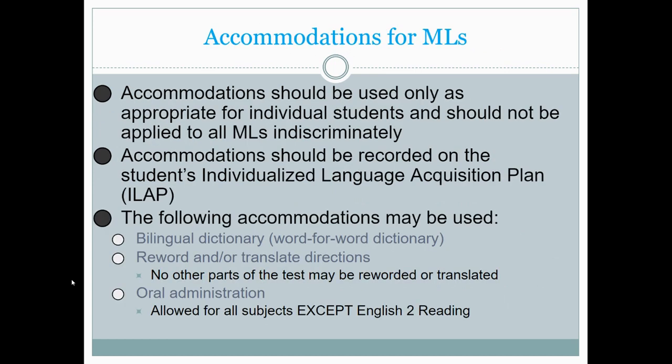Accommodations should only be used as appropriate for MLs, and this would be specified in their ILAP, which is their individualized language acquisition plan. The following are accommodations that are common for our ML students: a bilingual dictionary, reword or translate directions, and that is directions only, and then oral administration, but it cannot be used on the English to reading test.